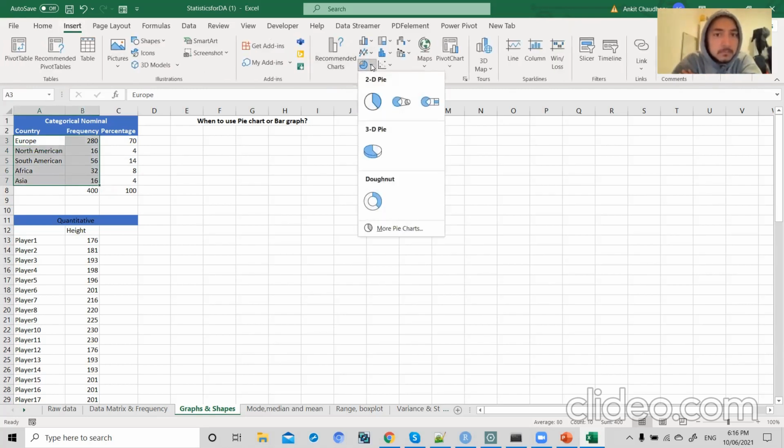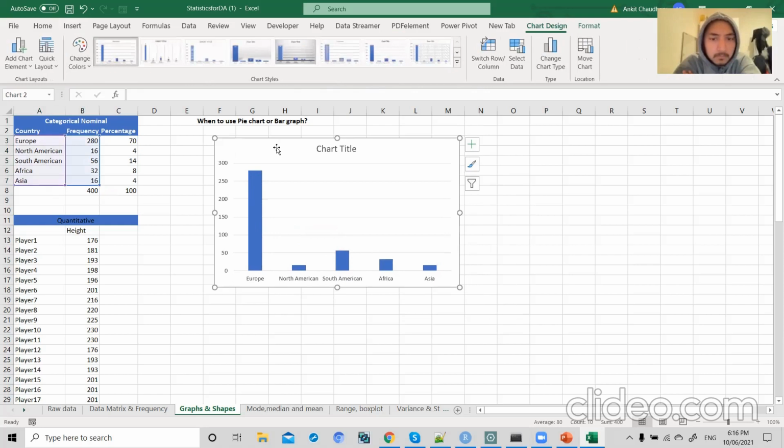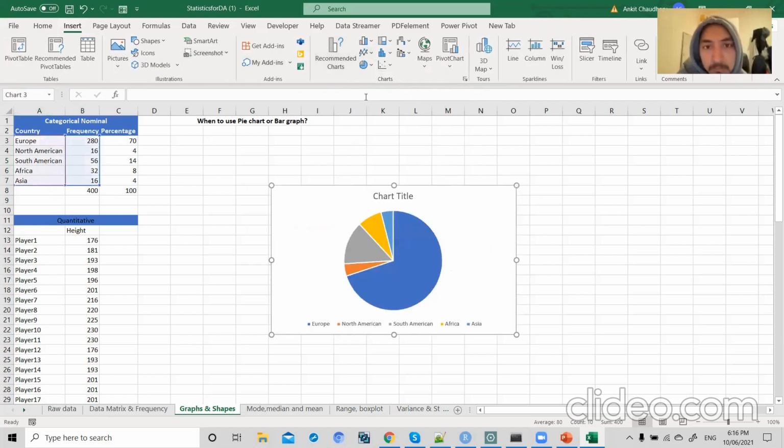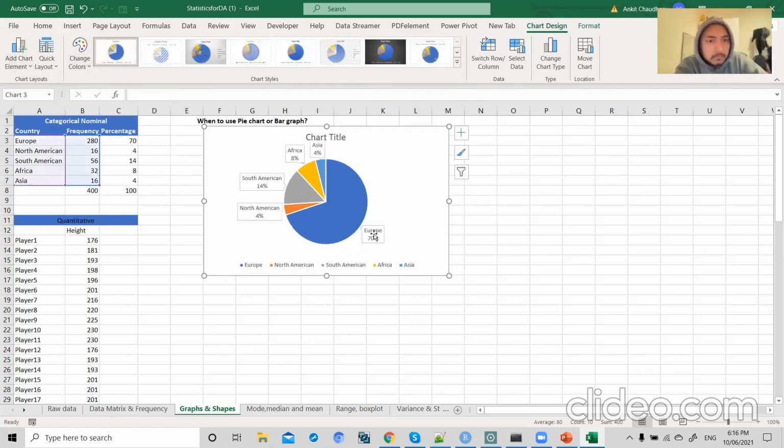So the bar graph is here. One difference between a bar graph and a pie chart is that in a bar graph, you will see the numbers. Here you will see the numbers lie between 232 and 300. Whereas a pie chart always shows you percentages. So you can simply say that 70% of the players are from Europe. So this gives you much cleaner information, a precise percentage.